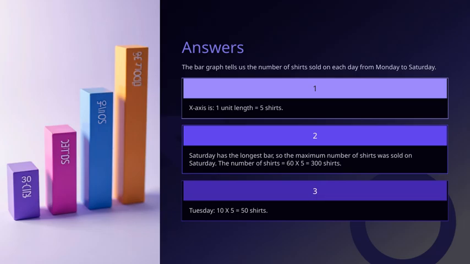All right, let's take a closer look at this bar graph. It shows us the number of shirts sold on each day from Monday to Saturday. The x-axis uses a scale where 1 unit equals 5 shirts, making it easier to compare the sales across days. Notice that Saturday has the longest bar, which means the highest number of shirts was sold that day. Specifically, since each unit is 5 shirts, and the bar reaches 60 units, we can calculate the total shirts sold on Saturday by multiplying 60 by 5, giving us 300 shirts. Now, looking at Tuesday, the bar reaches 10 units, so multiplying 10 by 5 gives us 50 shirts sold. This visual helps us quickly identify the busiest days and understand sales patterns over the week.